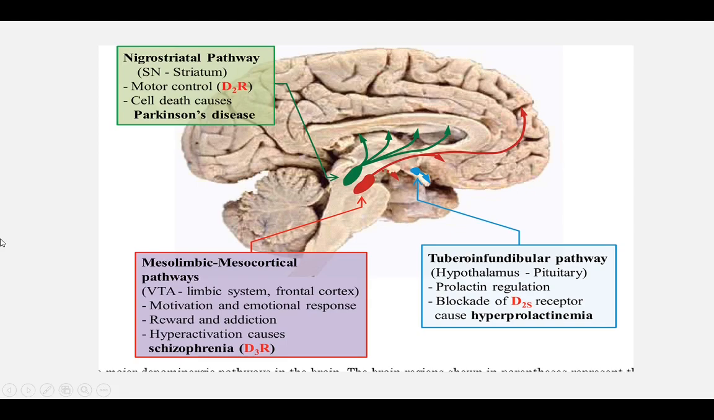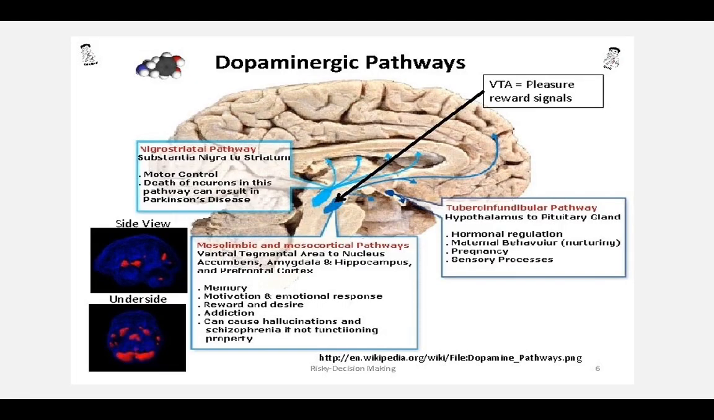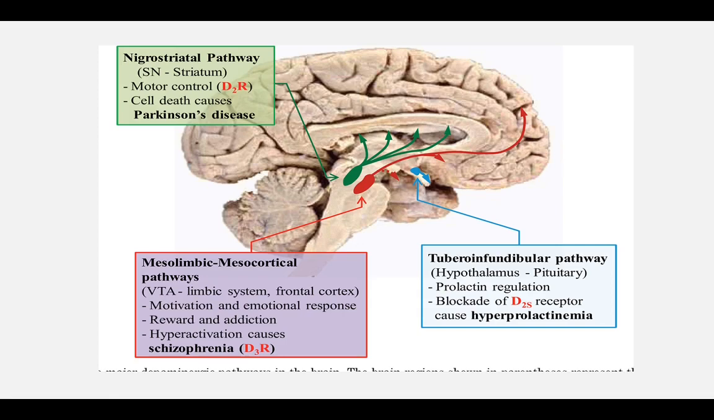Now this is a clearer picture than the previous one. Let's see the mesolimbic and mesocortical pathway. We have the VTA, the limbic system, and the frontal cortex. Again, this is the seat of motivation, emotional response, reward and addiction; hyperactivation causes schizophrenia. Now the nigrostriatal pathway, from where? From the substantia nigra to the striatum.